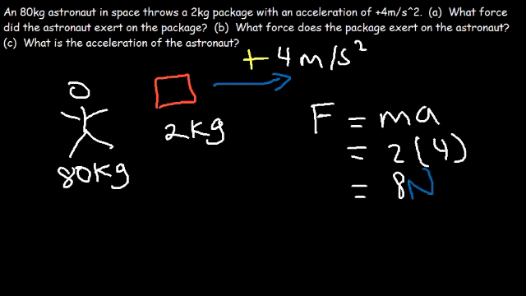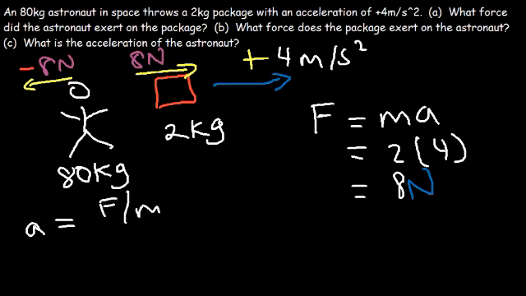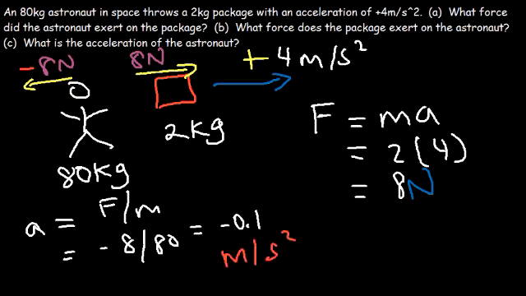Now, what force does the package exert on the astronaut? Well, according to Newton's third law, for every action force there is an equal but opposite reaction force. So if 8 newtons of force was exerted on the package, 8 newtons of force will be exerted on the astronaut. But because it's in the opposite direction, let's put a negative sign to it. Now let's calculate the acceleration. The acceleration is the force divided by the mass. So negative 8 divided by 80 is negative 0.1. So this is the acceleration acting on the astronaut.